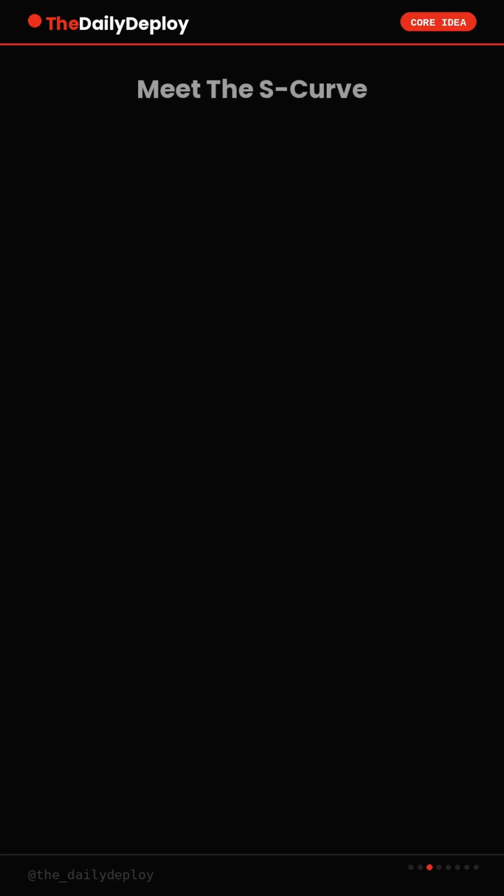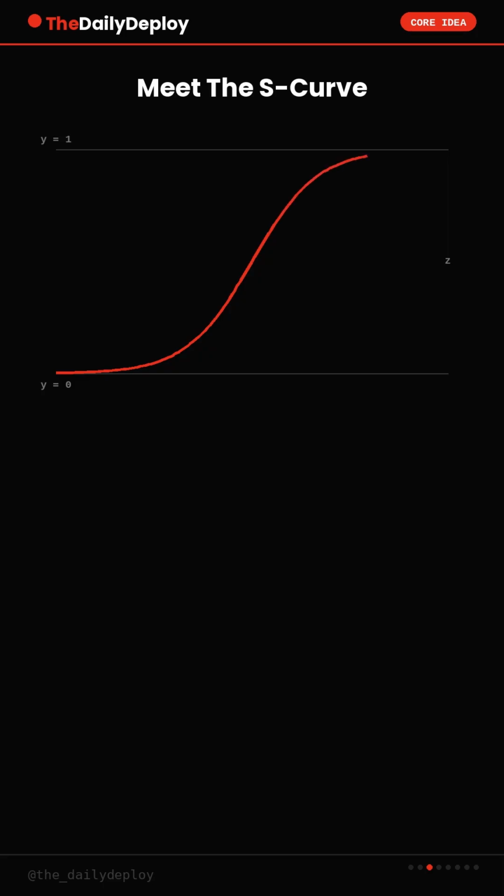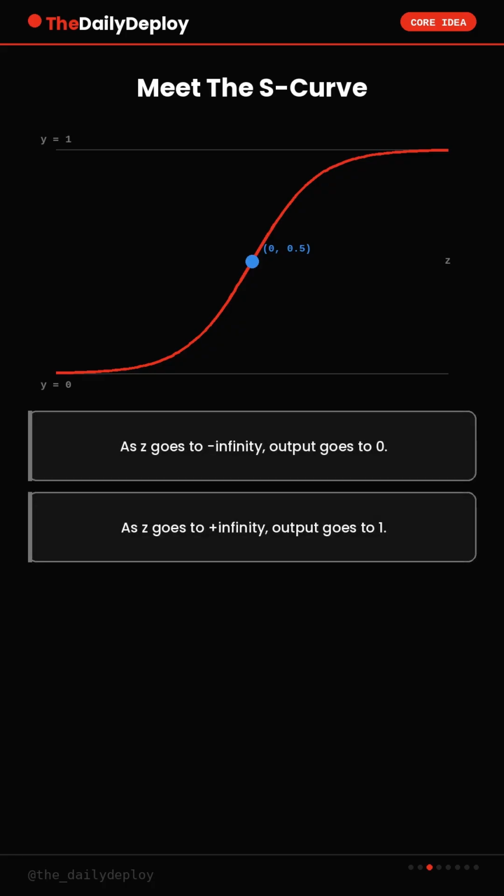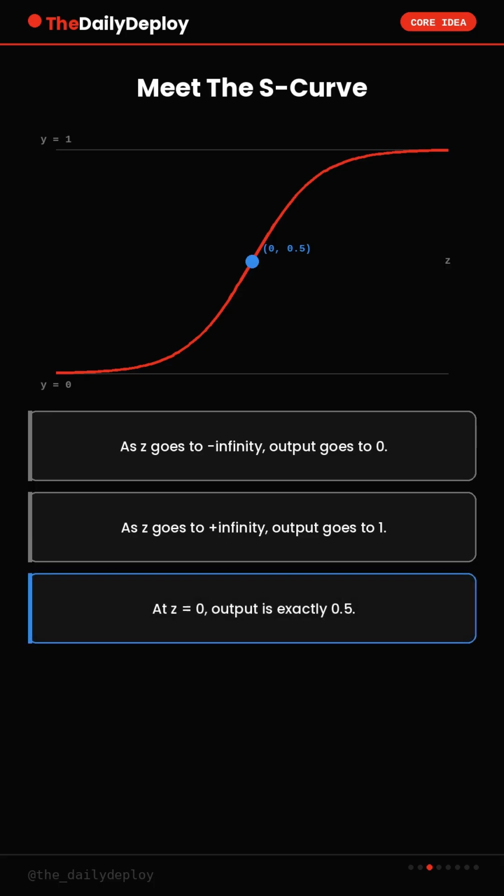Meet the sigmoid curve. It's a smooth S-shaped curve that transforms any input into a value between 0 and 1. As z becomes very negative, the output gets closer and closer to 0. As z becomes very positive, the output gets closer and closer to 1. And when z is exactly 0, the output is exactly 0.5.